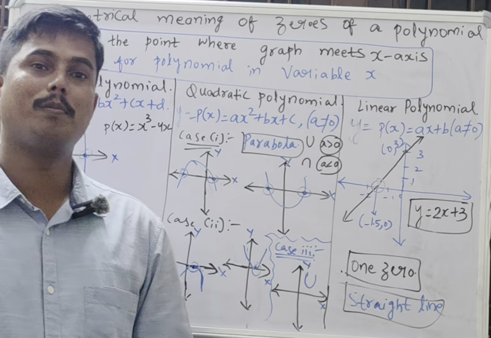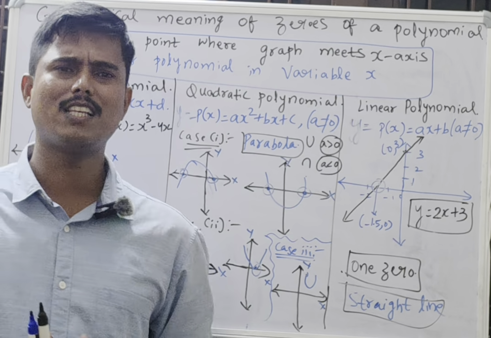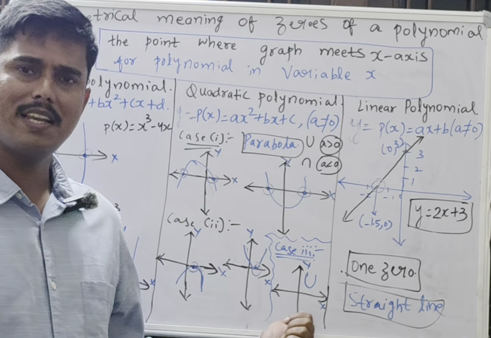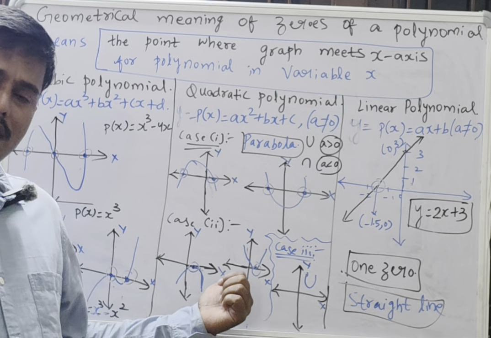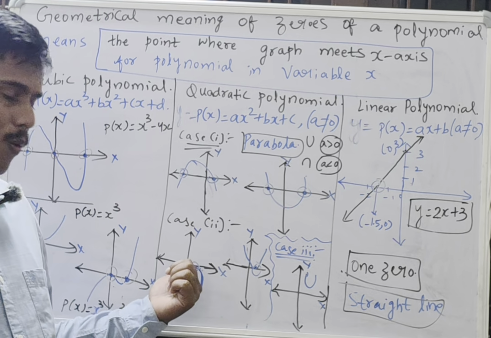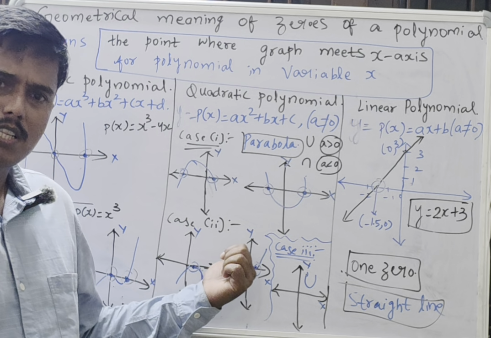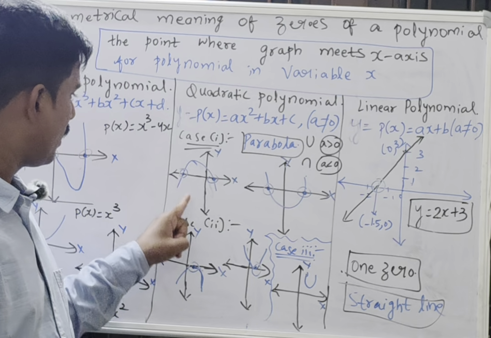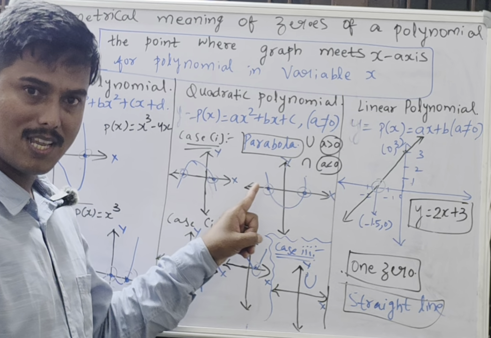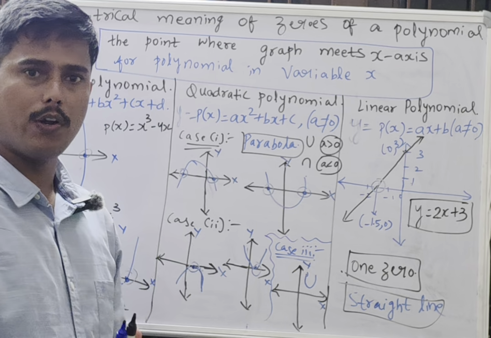In the same way, for a quadratic polynomial, degree is 2 where a is not equal to 0. But for a quadratic polynomial, 3 different cases are possible. If you see in case 3, it is not at all touching the x-axis. Case 2 is touching the x-axis exactly at 1 point. See here, nothing but 2 equal zeros. Case 1, touching the x-axis exactly at 2 points. See, the first point, second point. In the second example, first point, second point.